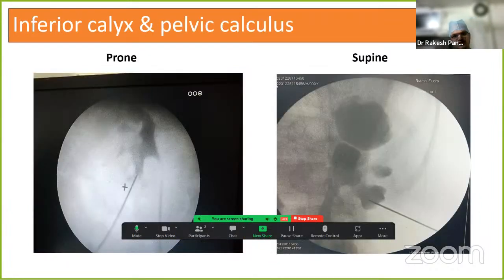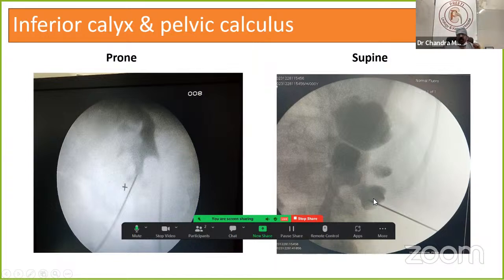So coming to the combination of stones, if there is a stone in the inferior calyx and pelvis, this is prone PCNL. We are coming from the inferior calyx because the iliac crest is not coming in our way. And here again the same stones, but there is a clear lateral part of the inferior calyx. So if the lateral part of the inferior calyx is there, supine can be attempted. Supine has a lot of advantage, because we can go from the lower calyx, and if the stone migrates to the superior calyx, then we can easily travel from here to there.